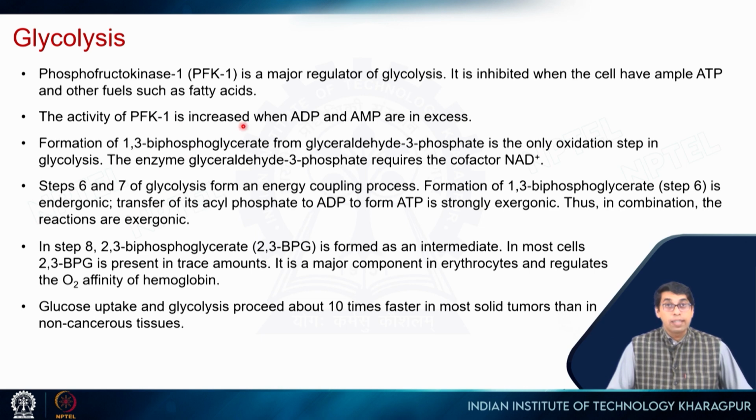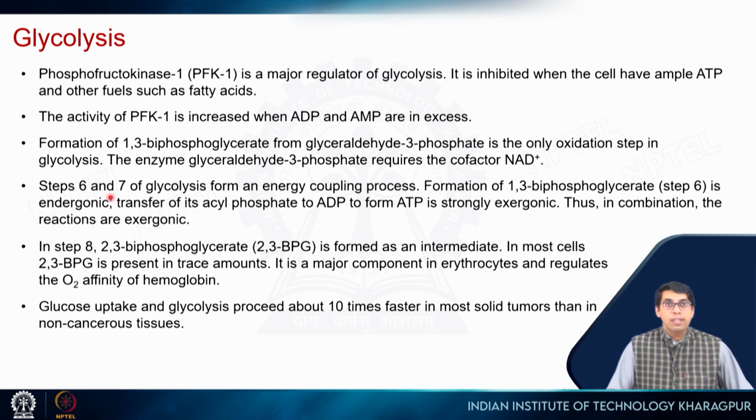Activity of PFK is increased when ADP and AMP are in excess, which means that ATP is already hydrolyzed into ADP and AMP. So when they are in excess, this enzyme is activated and it activates glycolysis. Formation of 1,3-bisphosphoglycerate from glyceraldehyde 3-phosphate is the only oxidation step in glycolysis. As I pointed out, it uses the NAD plus cofactor.